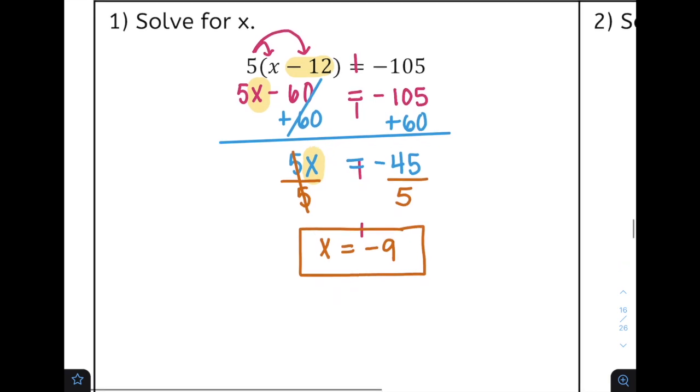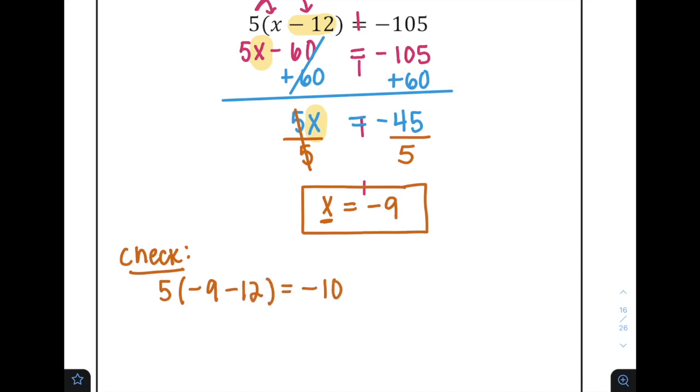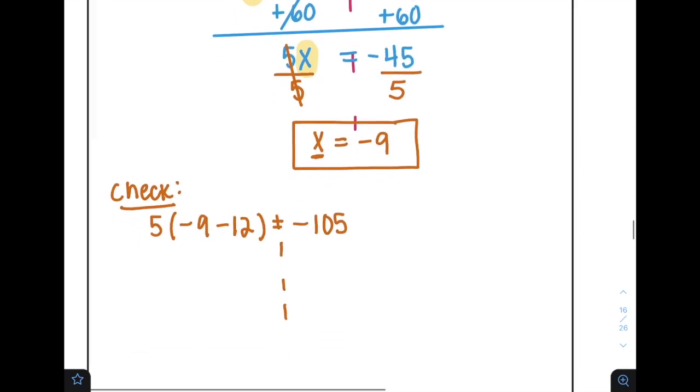And I can always check my answer. So in order to check, I can just substitute what I got for x into my equation. So negative 9 minus 12 equals negative 105. And the whole idea of checking your answer in the original equation is to make sure that both sides balance out. So I still want to make a line down the middle.